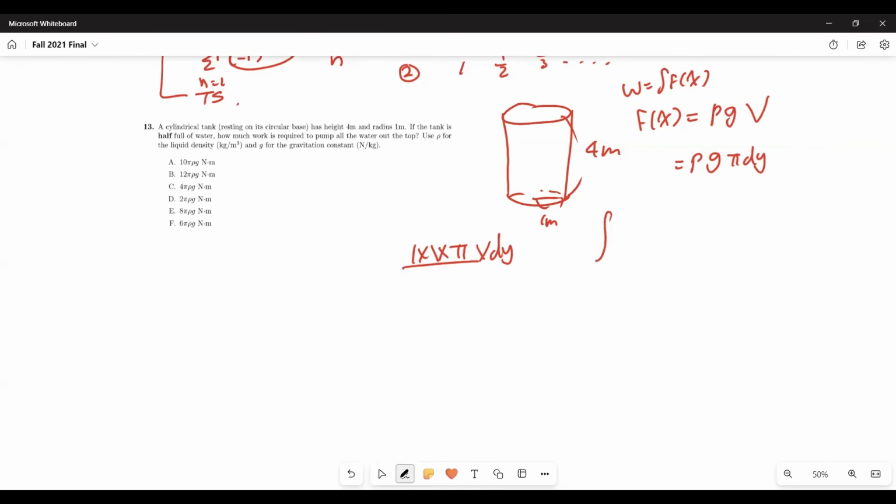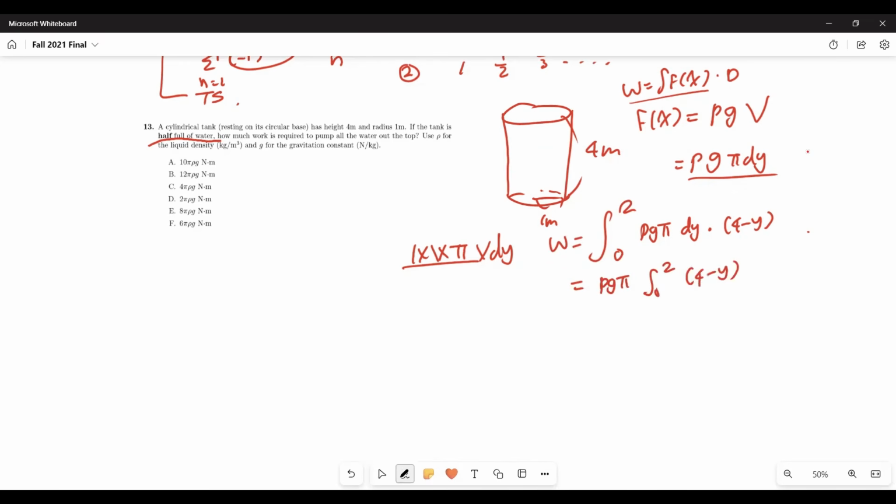And then if you remember, work is force times distance. I forgot to write the distance. Yes. So this is pg pi dy, and the distance, which is constantly decreasing, is 4 minus y. And this is the tricky part. It's already half full, so it's going to be just 0 to 2. So the work is pg pi, integral from 0 to 2 of 4 minus y dy. I wrote dy twice.